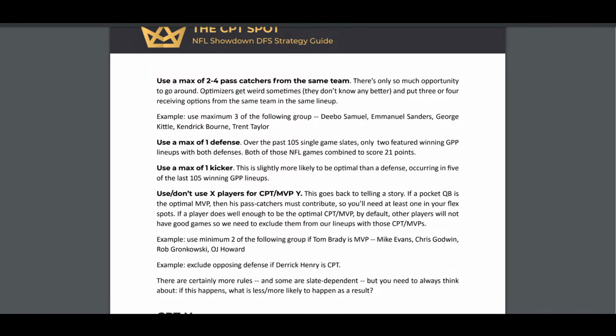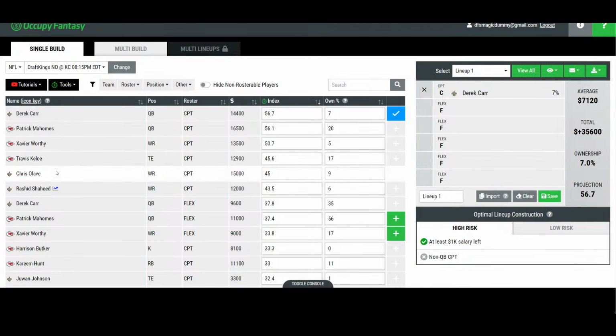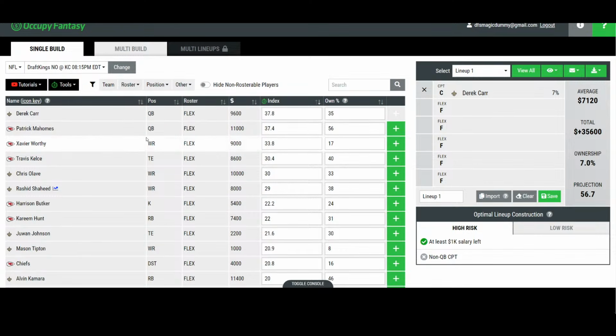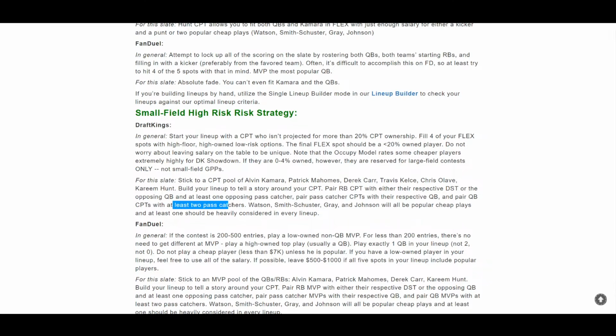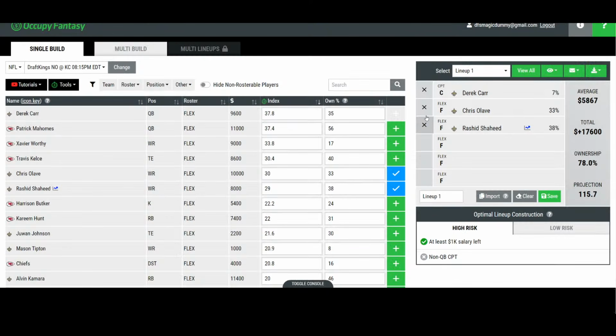So let's go back to the lineup builder or your DraftKings tab, and we see that Olave and Shaheed are the 2 highest projected players for the Saints, highest pass catchers. So let's play Olave and Shaheed. 33, 38%. That fits the high-owned guys. Now, let's see. Does Bismo say anything about if a quarterback is your captain? Let's see. Just pair quarterback with at least 2 pass catchers. Okay, easy. Let's go back. All right. Harrison Butker and Kareem Hunt are cheaper options here. Let's play those guys. Now we have 4,800 left for the last spot. Now, if we go to flex, sort by salary.